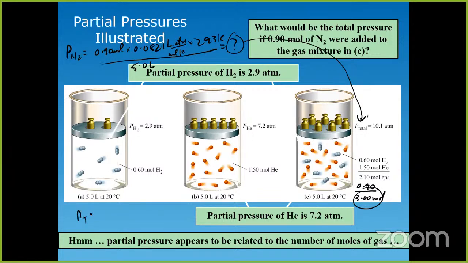P total is equal to n total times RT over V. My bad, over V. All right. And this 3.00 moles would go right here. Then I do the rest of the calculation, and that would give the same answer that you would have gotten if you used your method. So that's basically how you would solve that particular problem.